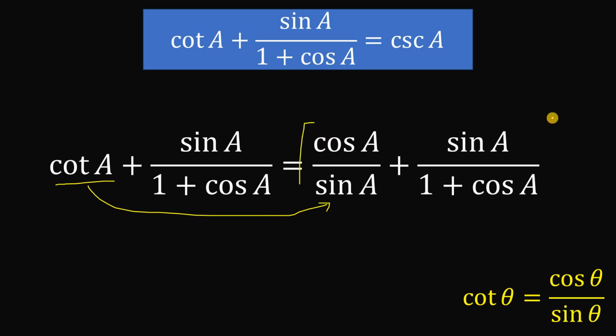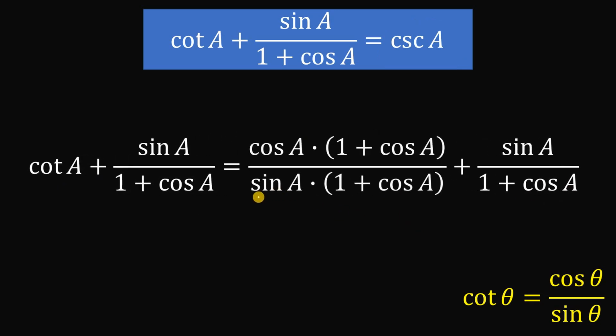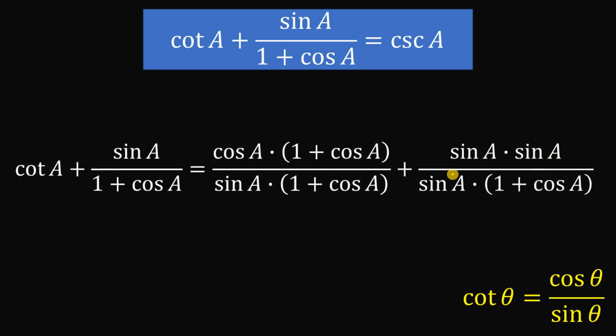Next, what we're going to do is to combine these two fractions. Why not? Notice that our goal is to make this cosecant of A. Alright. Now, to make these two denominators the same, what we're going to do is to multiply sine of A with 1 plus cosine A over 1 plus cosine A like this. So now, our denominator becomes sine A times 1 plus cosine A. So on the other fraction, what we're going to do is to multiply this by sine A over sine A. So we have sine A times sine A over sine A times 1 plus cosine A.